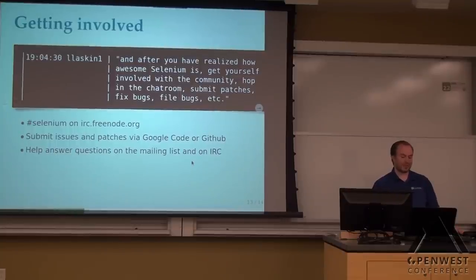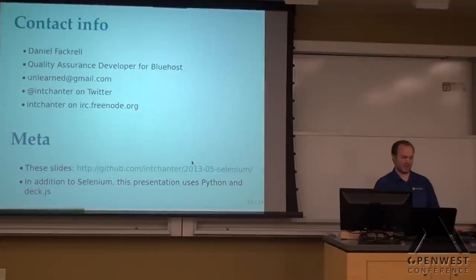And so the places to do that, obviously, are the mailing list and the Selenium channel on Freenode. Patches and issues can be submitted via either Google Code or GitHub, as previously mentioned, and obviously help answer questions on both the mailing list and on IRC when you feel that you can. And this is my last slide.